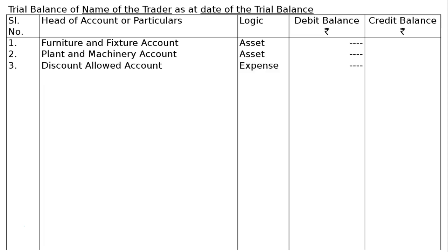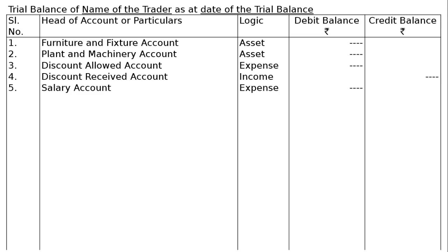Third one is discount allowed account, and it is debited. The logic is it is expense account. All expenses are debited or assets are debited. Income and liabilities are credited. Fourth, discount received account, it is an income. The logic is income, that is why it is credited. It is credited because it is an income.